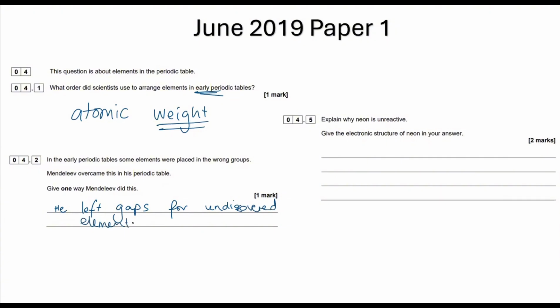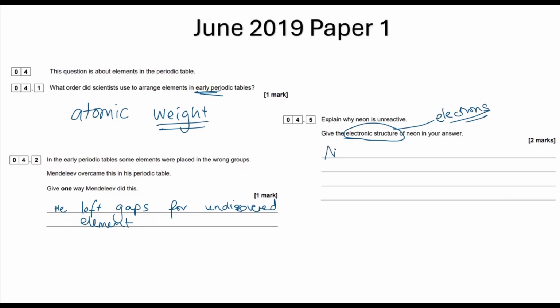And by leaving gaps, you're not placing them in the wrong groups. You're placing them in the correct ones. So that's 1 mark. Explain why neon is unreactive. Electronic structure. Remember, that's to do with the electrons.